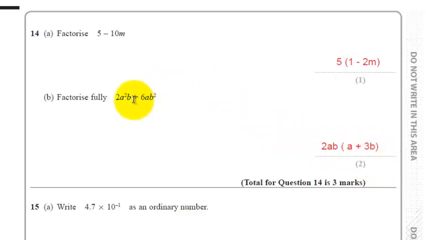This one's a bit harder because of the letters, but approach it methodically and try to get your head around the fact that there's a squared there and a there, so only one a can come outside the bracket because only one a is a factor of both this term and this term within the expression.